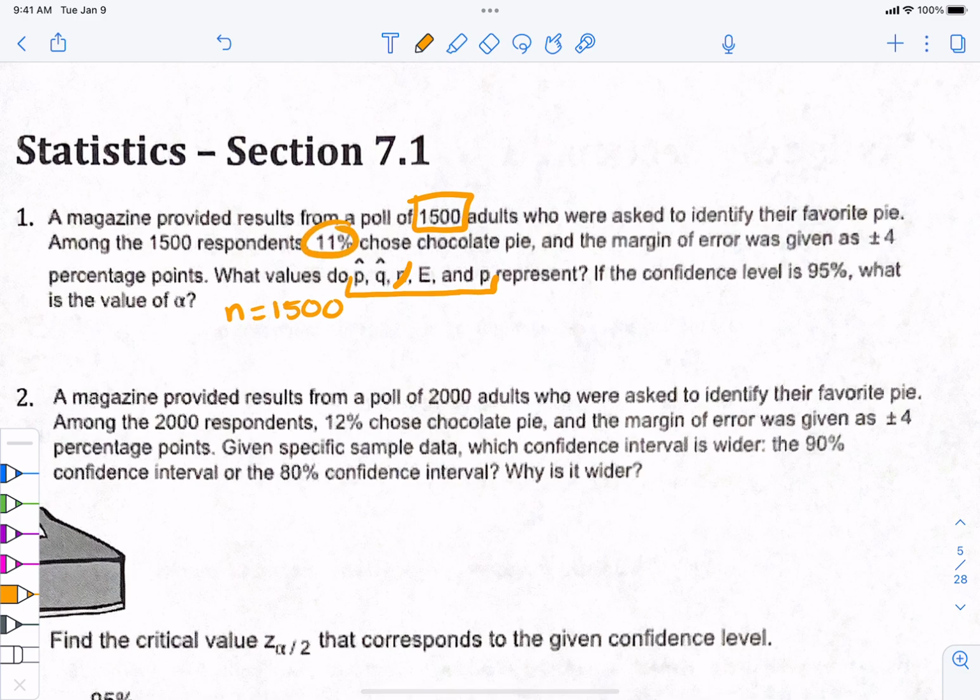11% chose chocolate pie. That corresponds to P hat because that is our sample, right? 11% of our sample. Now, specifically, P hat needs to be as a decimal. So don't put it as 11%, put it as 0.11. Okay, now, if P hat is 11%, what's Q hat going to be? 0.89. Perfect. Okay, so we've taken care of those.